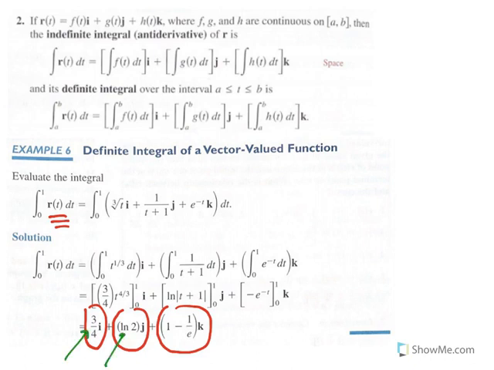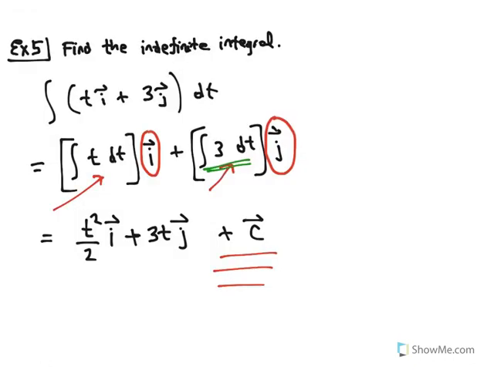3/4 is a constant, natural log of 2 is a constant, and 1 minus 1 over e is a constant. So the definite integral of a vector-valued function is a constant vector. The indefinite integral of a vector-valued function is a family of vector-valued functions differing by a constant vector.